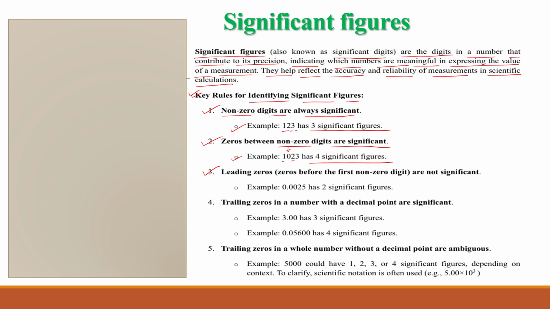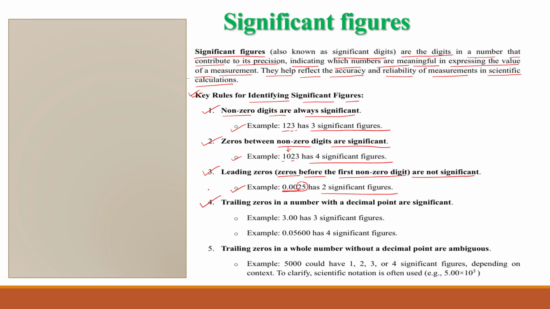The third key rule is leading zeros. Leading zeros, meaning zeros before the first non-zero digit, are not significant. Example, these 3 digits are not significant, only these 2 numbers, that is 2 and 5, so there are 2 significant figures.